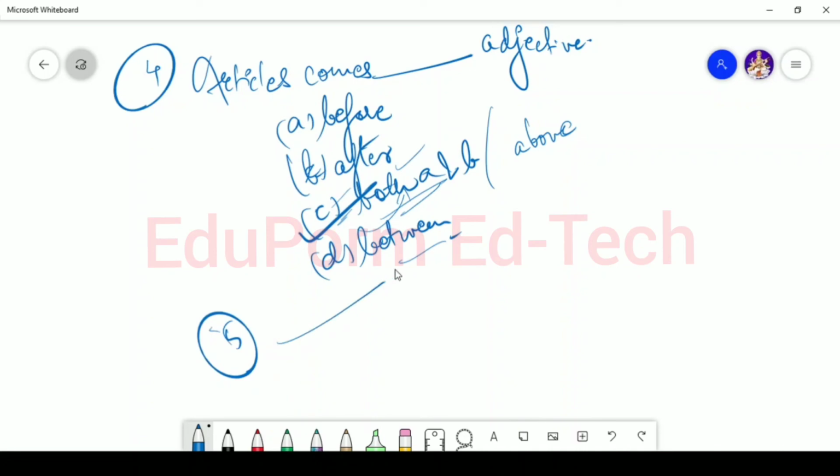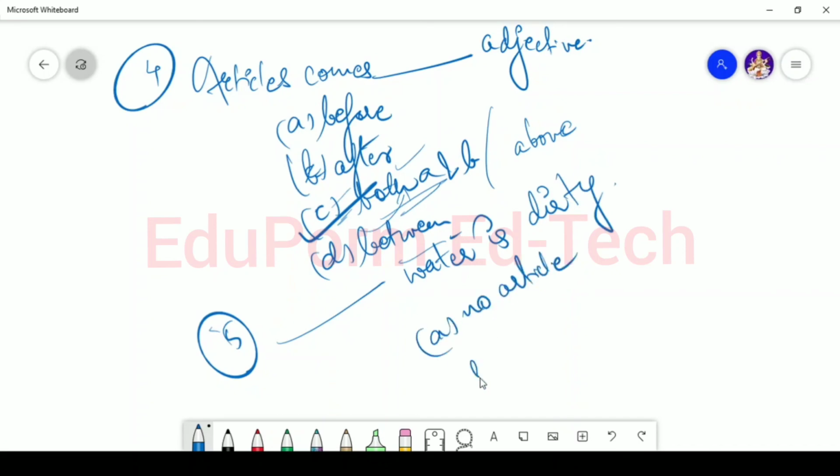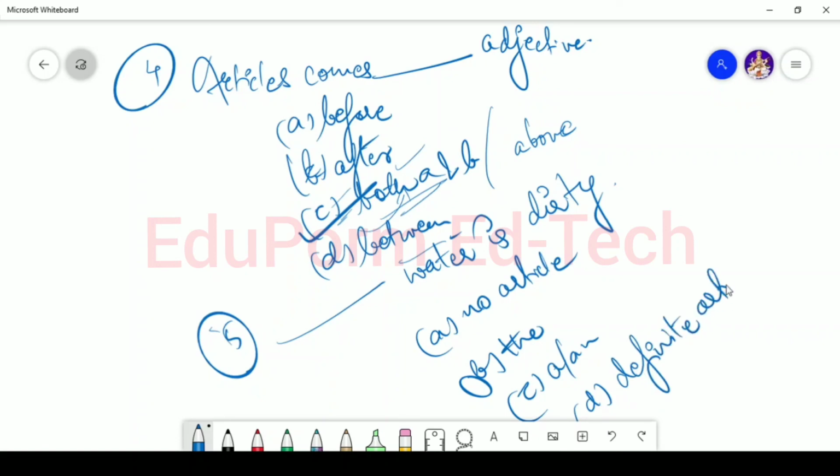They might give you options like this just to make you confused. Dash water is dirty. In this case, again they have given you options like no article, the, a or an, or definite article. So what will come here? You will just say water is dirty. You won't specify that water. So you won't use any article here. The option will be no article.